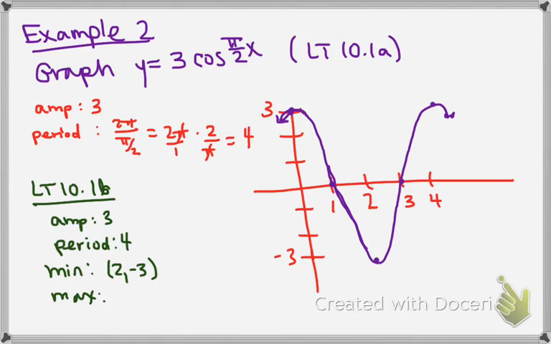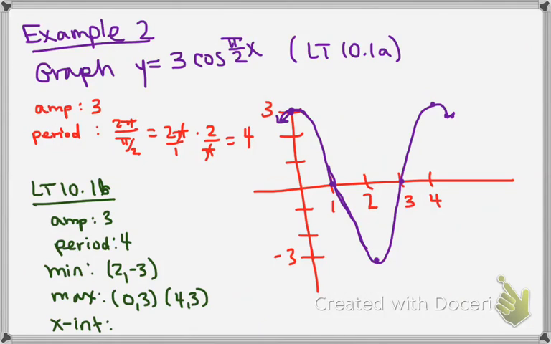The maximum, then, there are 2 maximums. The first one is at 0, 3. The second one is at 4, 3. And then the last thing they want us to identify in 10.1b is the x-intercepts. When reading 10.1b, it says we need to look at vertical asymptotes, but sine and cosine curves don't have asymptotes, so that's why we don't have to identify them here.